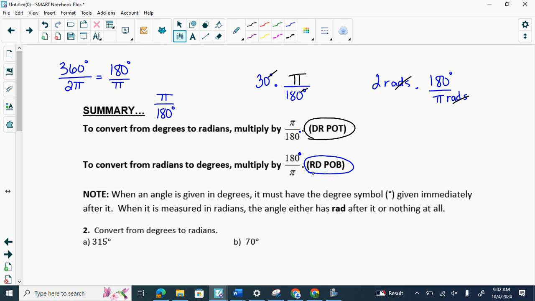But better than memorizing is knowing that the units cancel off, and that's why they are the way they are. Does that make sense? You put the 180 degrees on the bottom when you want the degree symbols to cancel off, and 180 degrees on the top when you want to keep the degree symbol. Okay?